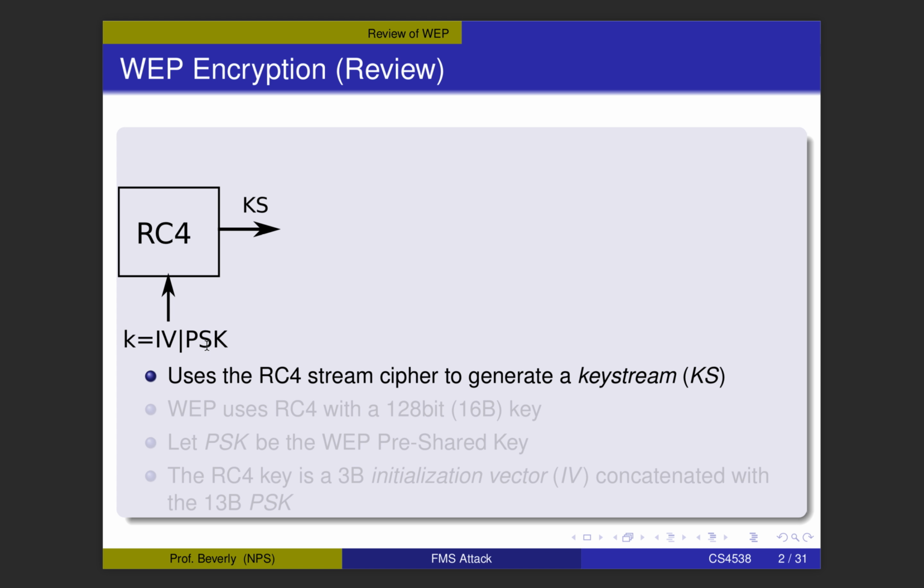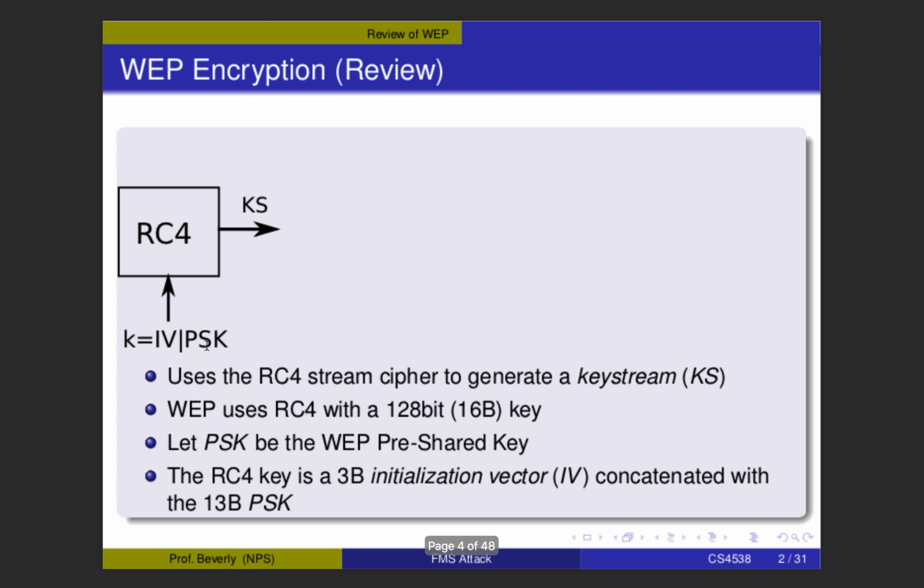To review, WEP encryption uses RC4. RC4 is a stream cipher that generates a key stream. You can think of this key stream as being an infinite sequence of pseudo-random bytes. Of course, RC4 is keyed, and in the case of WEP, RC4 is keyed with a 128-bit key. The key is actually two parts. The first part is what we call the IV, or the initialization vector. This is 3 bytes long. This is concatenated with what we call the PSK, or the pre-shared key. Here, the pre-shared key is 13 bytes.